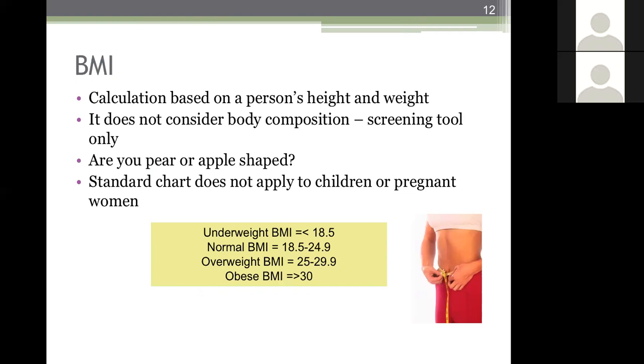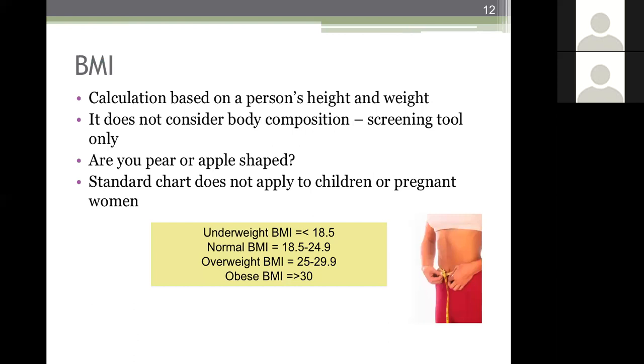Although technically, if you are the person who lifts a lot of weights, who exercises a lot, you might have high muscle mass. And because muscle weighs more than fat, your BMI might be higher, but your disease risk may not. And so body composition is really important, but BMI only looks at height and weight. It has no idea about what kind of shape you are in, for example.